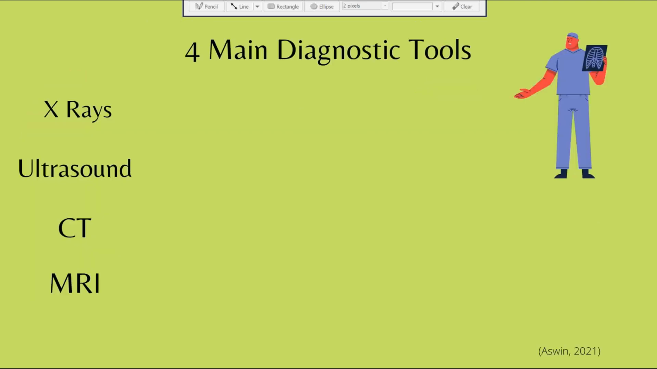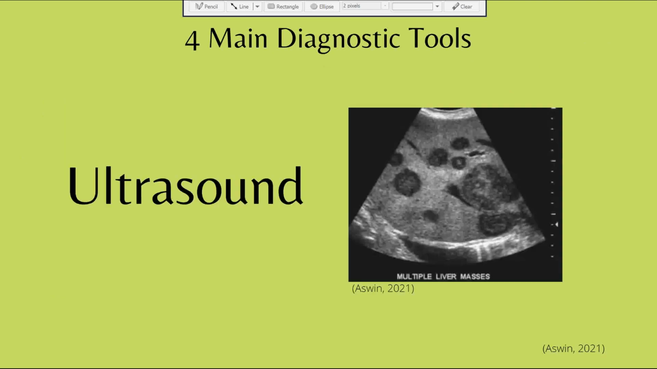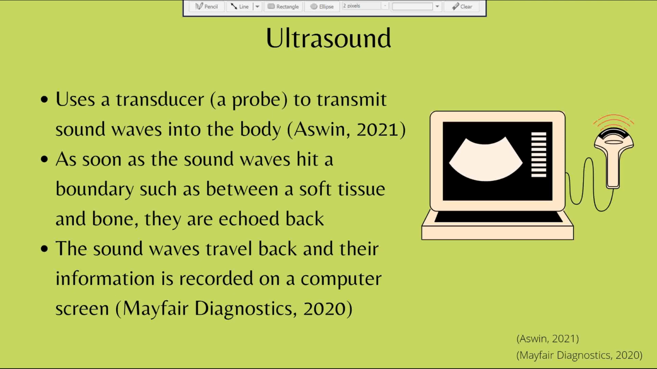Diagnostic imaging includes 4 main modalities that may be used in the diagnosis process. These are X-rays, ultrasounds, CT scans, and MRIs. First, let's focus on ultrasounds. An ultrasound uses a transducer to transmit sound waves into the body. As soon as the sound waves hit a boundary such as between the soft tissue and bone, they are echoed back. Then this information is recorded on a computer screen.